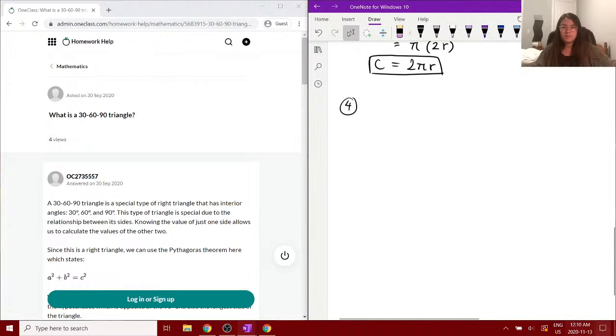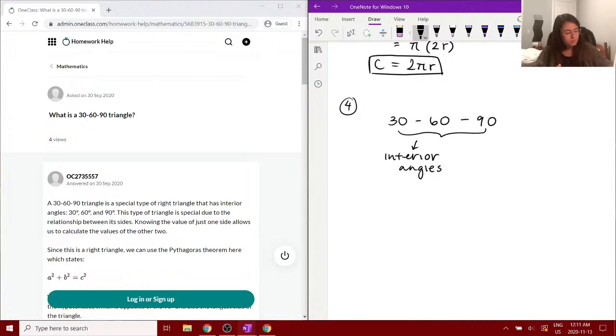Okay, question number 4. Question number 4 is asking, what is a 30, 60, 90 triangle? Okay, so this 30, 60, and 90 represent degrees. So if we have 30, 60, and 90, we have the 30 and 60 as interior angles. Well, they're all interior angles, I guess I should say, of a triangle.